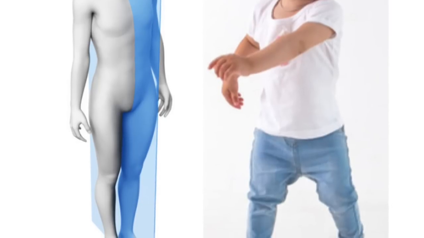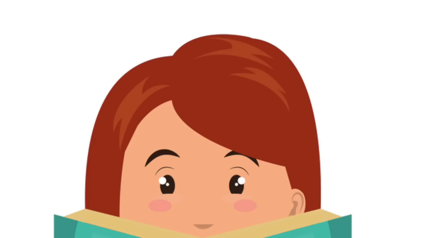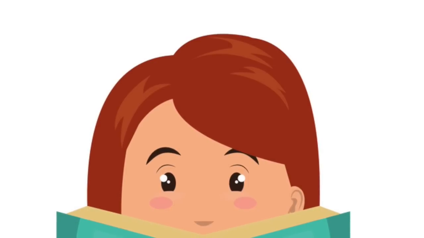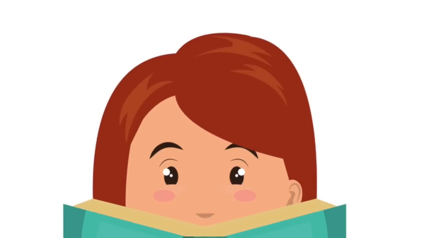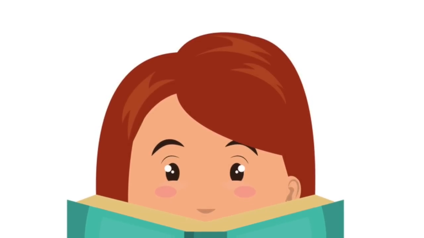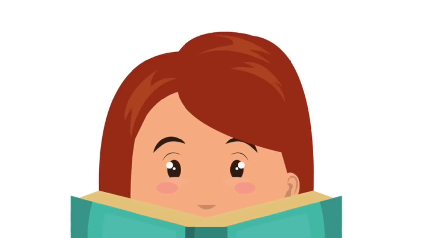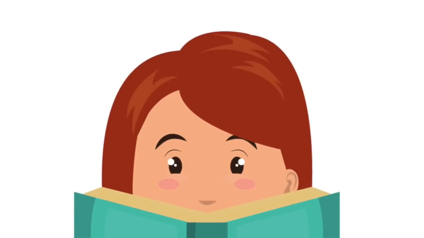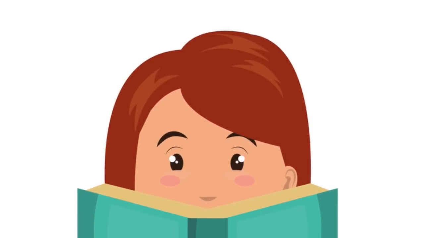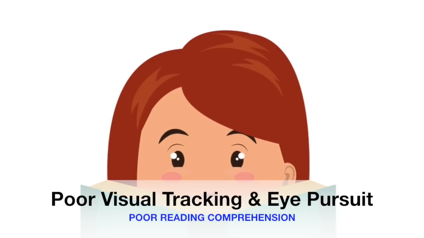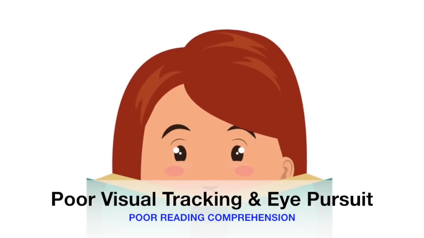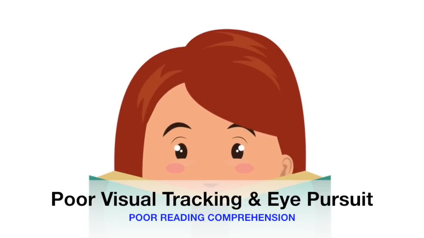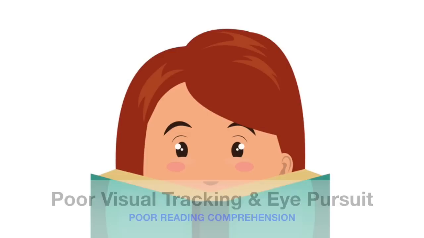So when a child with ATNR tries to read from one side of the page to another, those eyes will stop at midline and skip. What happens then? You'll lose your place, you'll lose what you're reading, you'll lose the context of what you are reading. So inability to cross the midline will result in poor visual tracking as well as eye pursuit, which will greatly impact the ability to read and actually understand what you're reading.